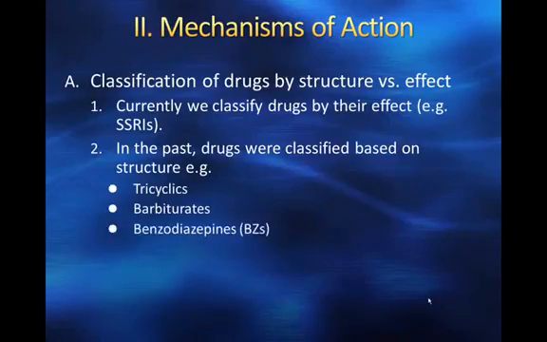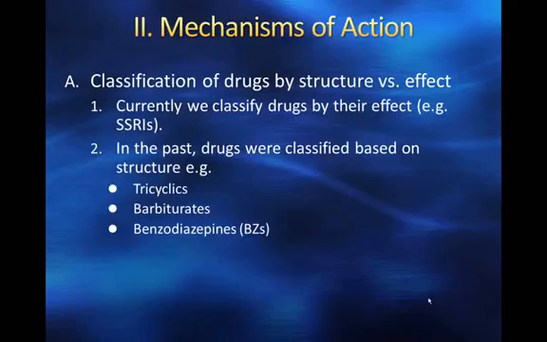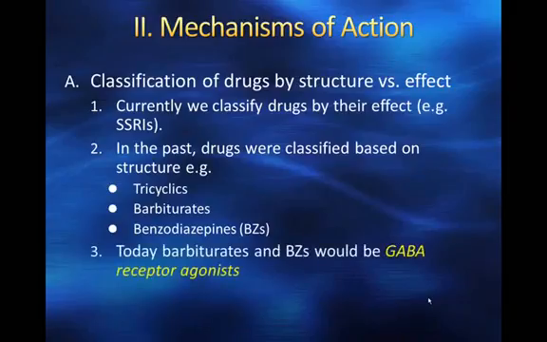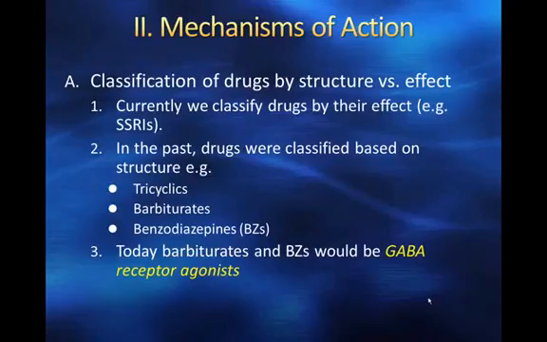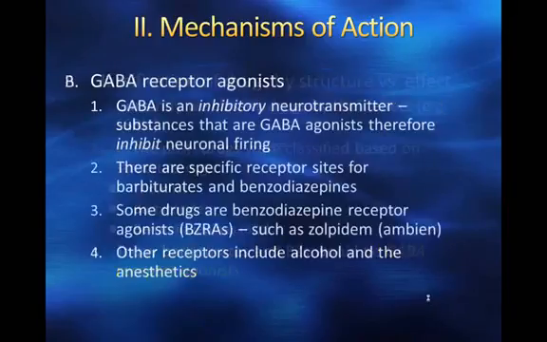Now, the benzodiazepines are nice because that structure of chemical affects a specific receptor site in the brain. And so we can talk about them as a class because they do have the same effect. So today, barbiturates and benzodiazepines would be considered GABA receptor agonists. But that's not what we call them because we're stuck with barbiturates and benzodiazepines. But it's important to understand how these function, because they do significantly affect the neurotransmitter GABA.